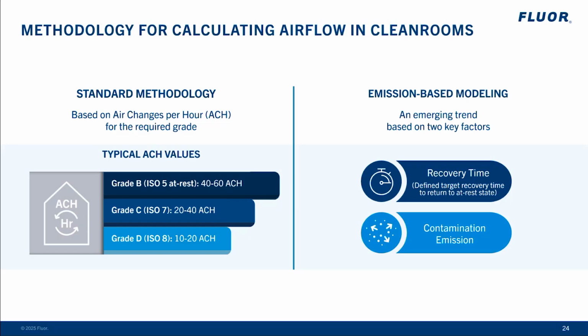From the previous slides, we know that personnel are the main source of contamination in cleanrooms. This insight is crucial when designing the ventilation systems. Traditionally, systems are designed based on fixed air change rates. For example, grade D, ISO 8, is typically 10 to 20 air changes per hour. For grade C, ISO 7, it is between 20 to 40 air changes per hour. And for grade B, ISO 5 at-risk stage, as high as 40 to 60 air changes per hour.